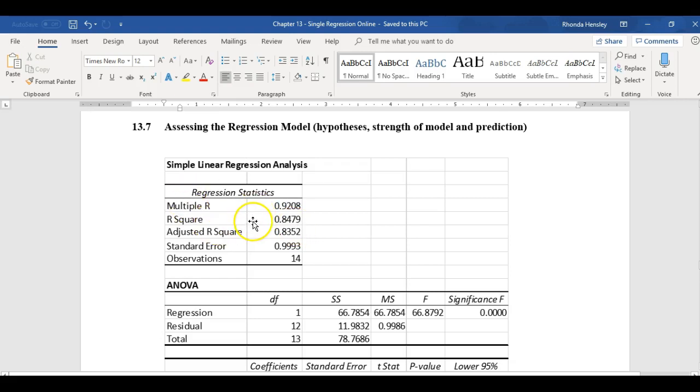As long as you're doing single linear regression, you use the R square. If you're using multiple regression, in other words, you've got more than one independent variable, then you would switch over to this adjusted R square.